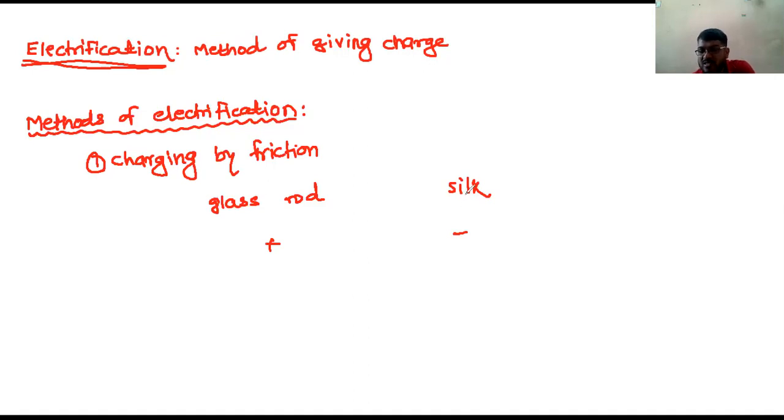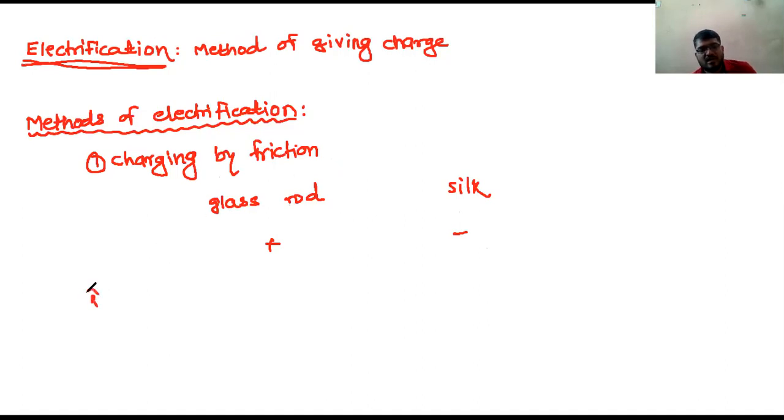Who is the acceptor here? Silk is the acceptor. Who is the donor? The one who has formed positive charge. So here the glass rod has donated some electrons to the silk. That's why silk is negative and glass rod is positive when we are rubbing this. So this is the first method, that is charging by friction.